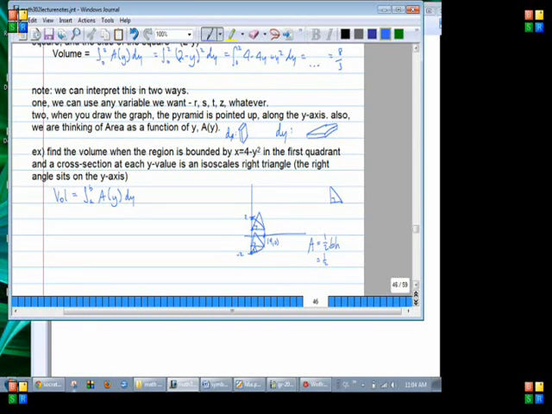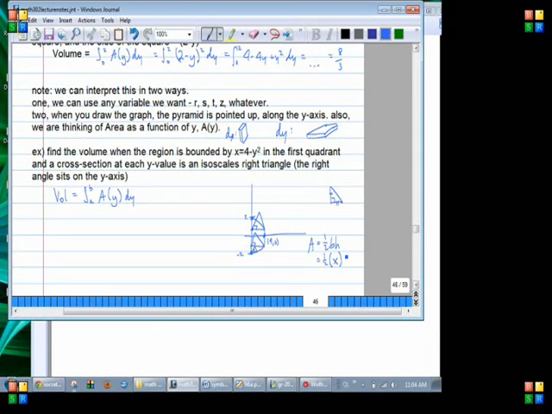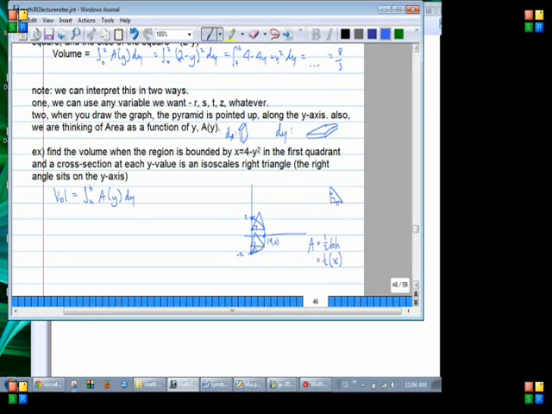Oh, okay. That's why I made it an isosceles right triangle. Okay. So this side is the same as this side. Okay. So the base, now I'm going to write this symbolically. The base is actually the x value. And then the height is going to be the same, so again it's going to be x.